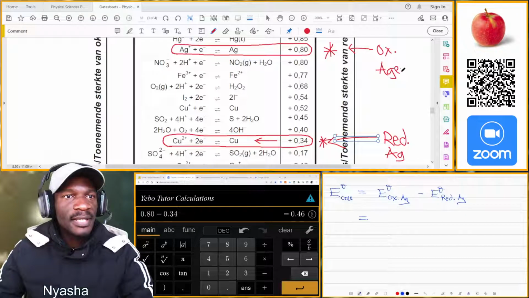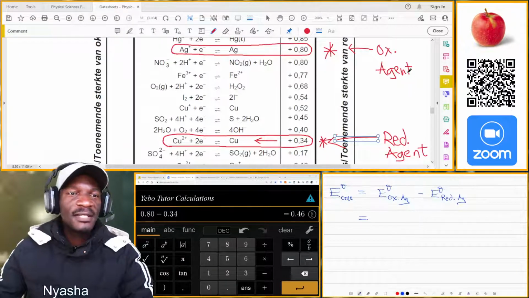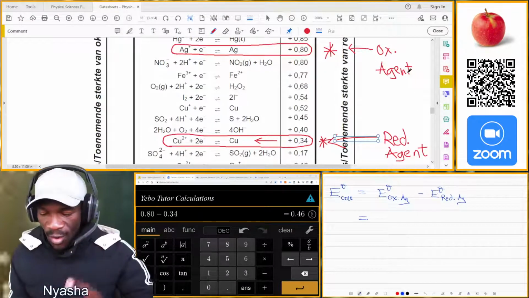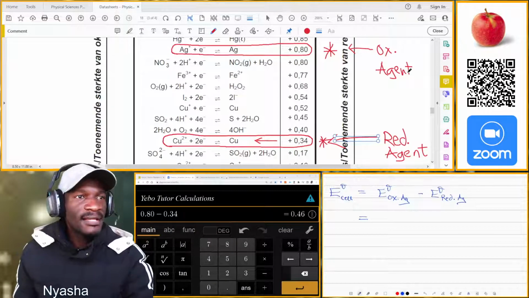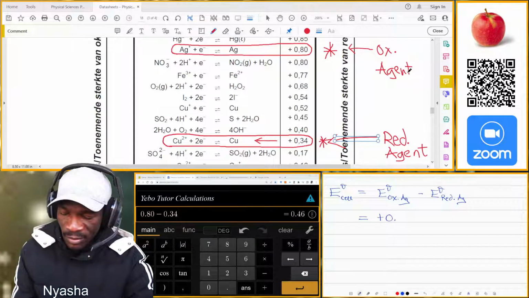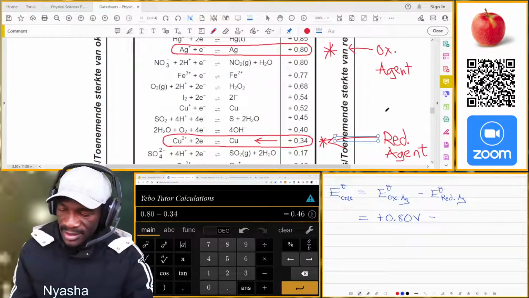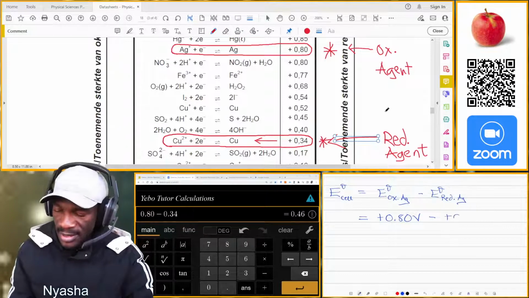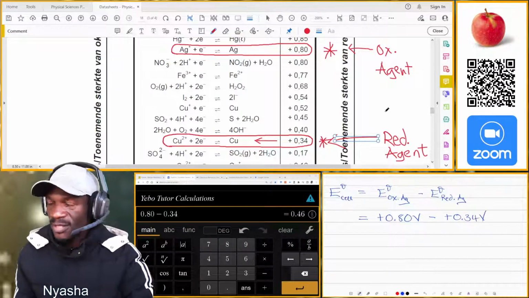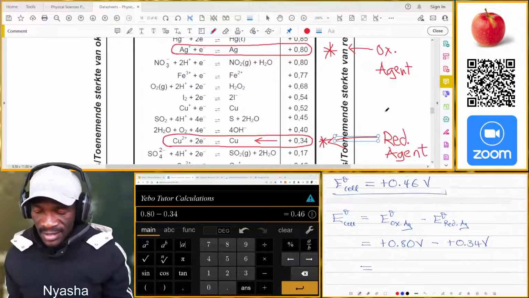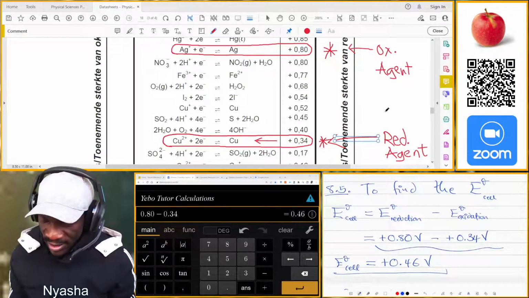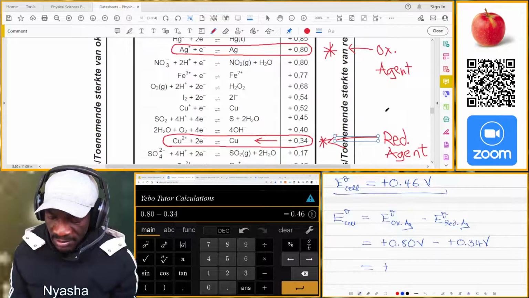Right, let's just say agent, like that. And also do that here. So what we have seen is our oxidizing agent has an electrode potential of 0.80 volts, and our reducing agent has an electrode potential of plus 0.34 volts. And as you can see, this is the same as this calculation there. So our answer must be plus 0.46 volts.